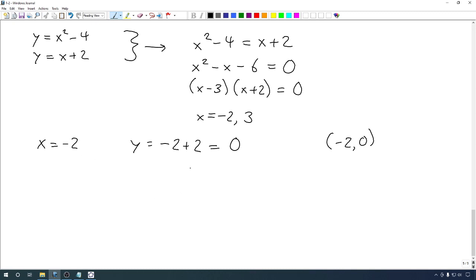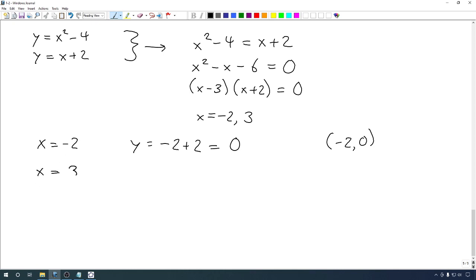Now, you might want to check to make sure that the negative 2, 0 does satisfy the other equation. In some situations, you can get what we call extraneous roots or extraneous solutions. It always helps to check your work. So if I plug in negative 2, 0 into here, well, 0 equals negative 2 squared is 4, minus 4. We get 0 equals 0.